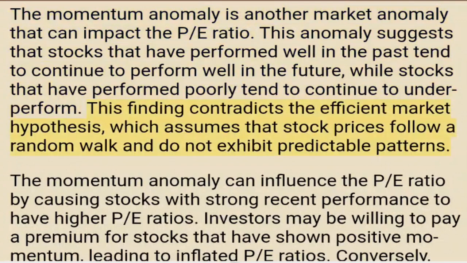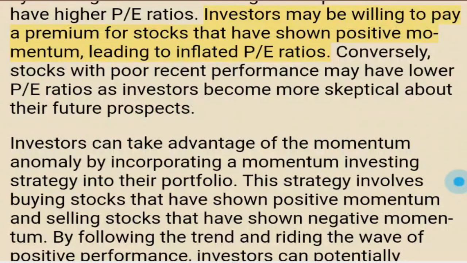This finding contradicts the efficient market hypothesis, which assumes that stock prices follow a random walk and do not exhibit predictable patterns. The momentum anomaly can influence the P/E ratio by causing stocks with strong recent performance to have higher P/E ratios. Investors may be willing to pay a premium for stocks that have shown positive momentum, leading to inflated P/E ratios. Conversely, stocks with poor recent performance may have lower P/E ratios as investors become more skeptical about their future prospects. Investors can take advantage of the momentum anomaly by incorporating a momentum investing strategy into their portfolio.